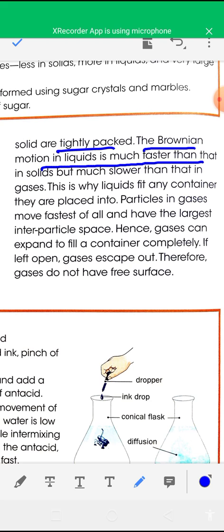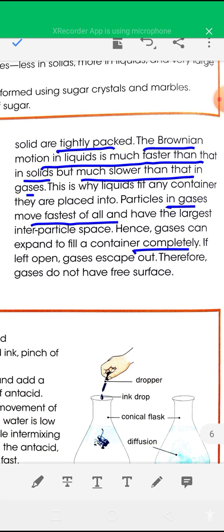Brownian motion in liquid state is much higher than that in solid, but much slower than that in gases, and this is why liquids fit any container they are placed into. The particles in gases move fastest of all and have the largest interparticle space, and hence gases can expand to fill a container completely.